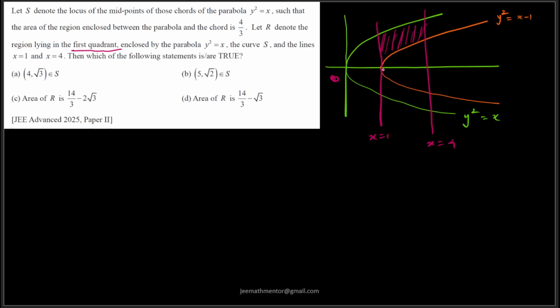So what we do is we integrate first of all the green parabola, and then from that we subtract the orange parabola within the limits 1 to 4, and that's it. So our answer would be the integration from 1 to 4. The green one is y squared equal to x, so y equal to root x. This time we are integrating with respect to x, don't forget. Minus the orange one, which is simply y equal to root of x minus 1.